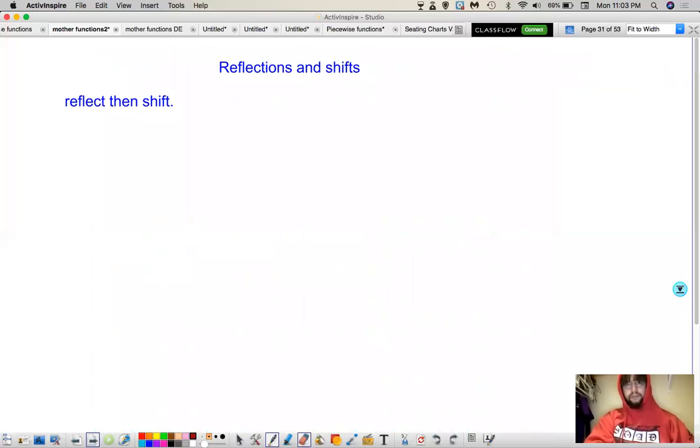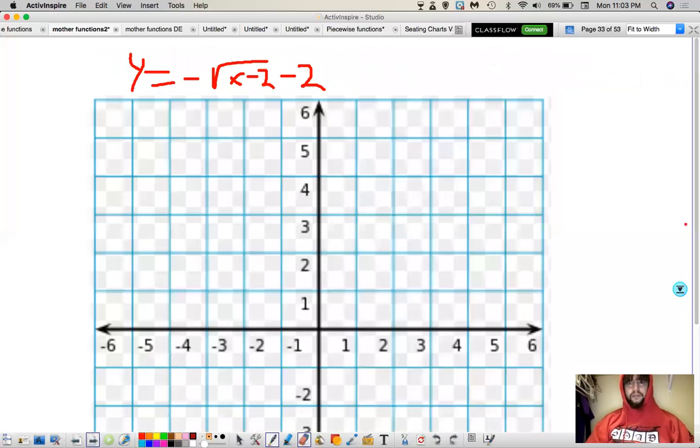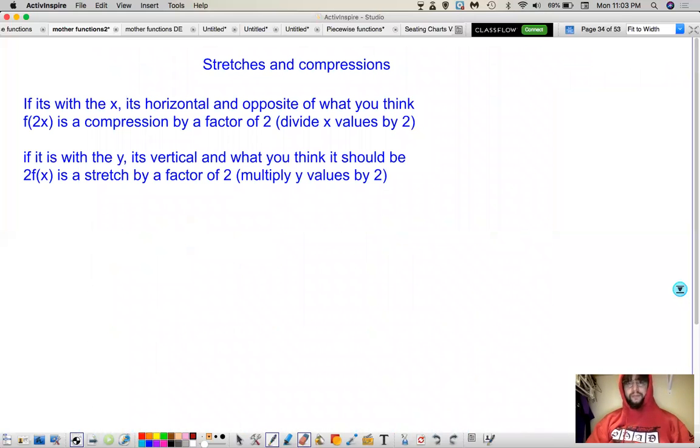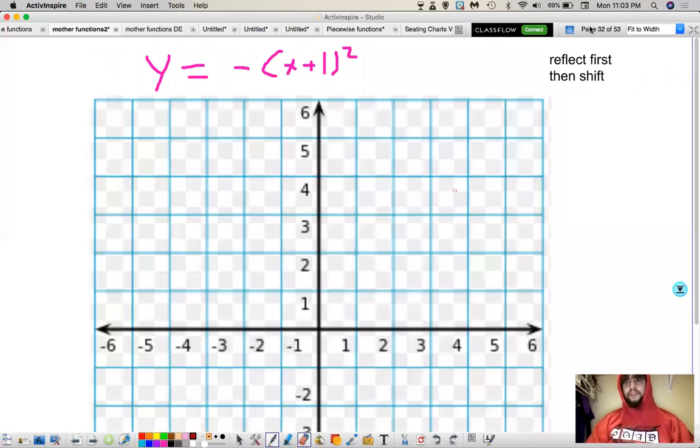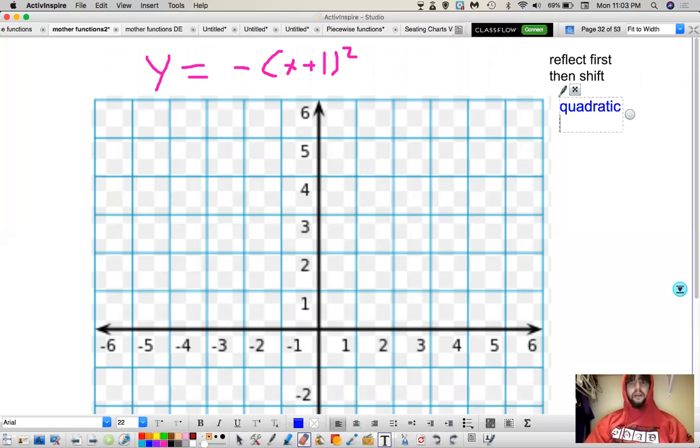Reflections and shifts. Reflect, then shift. Simple. We're gonna do like 2 of these. Oh, hey, 1 and 2, cool. Reflect first, then we shift. So let's start by what kind of mother function is this? Quadratic. I'm gonna reflect.